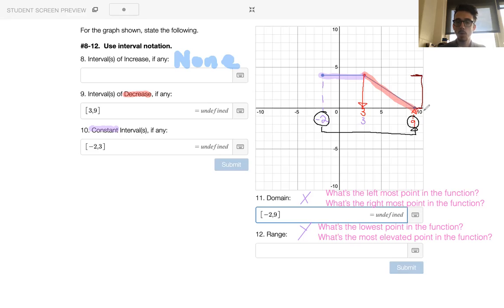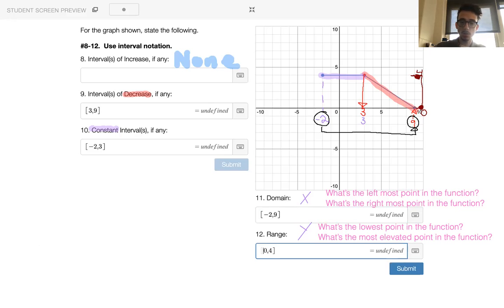And so the y value here is 0. Up here it's 4. They're both closed circles. So that's going to be a simple one. The lowest value here was 0, goes to 4. We use brackets to close it in because it's a closed circle, and we're done. Pause this if you need it.